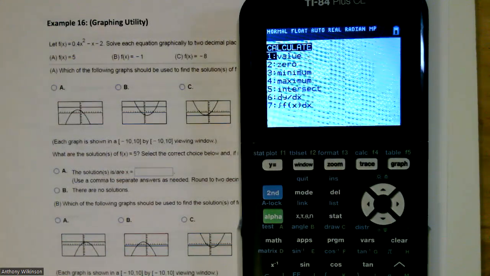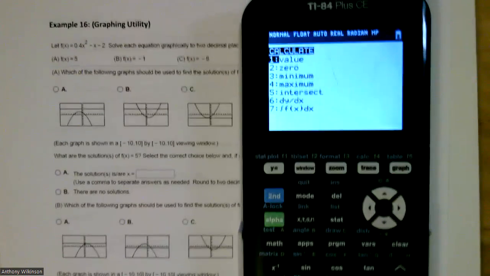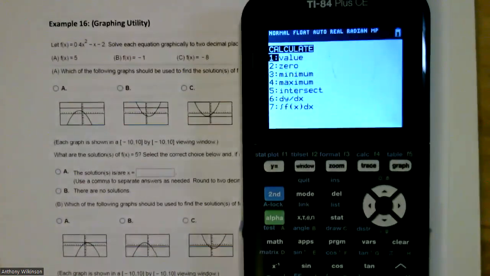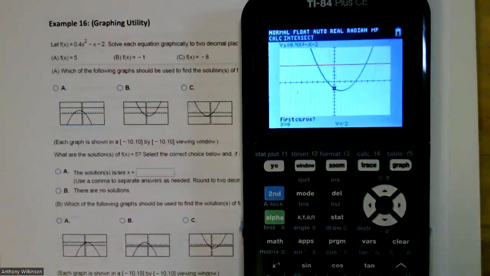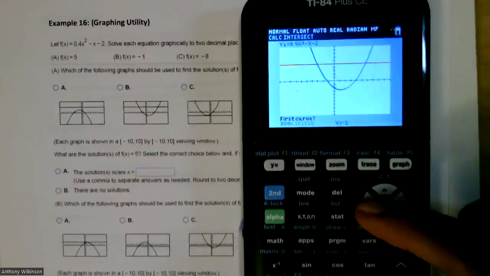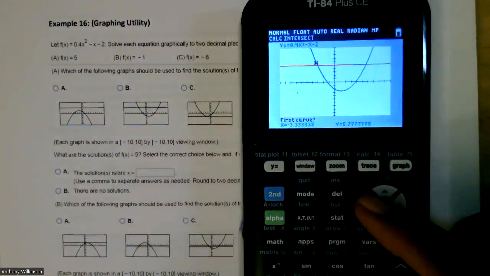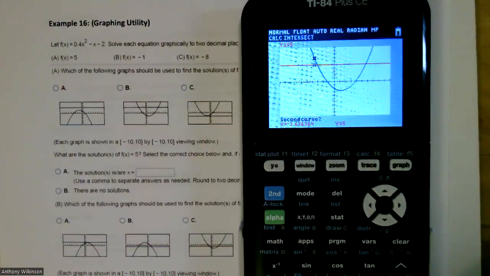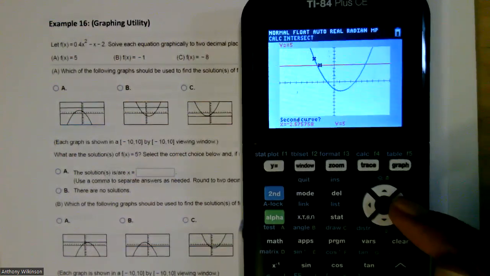For our calculate menu, we're going to find the intersection. So I'm going to select menu item number 5, intersection. Now I'm going to find this first point of intersection, which is right here. So I'm going to use my left arrow key to put the cursor above that point of intersection, press enter. And then I'm going to use my right arrow key to put the cursor below.